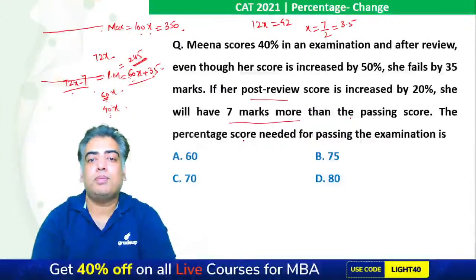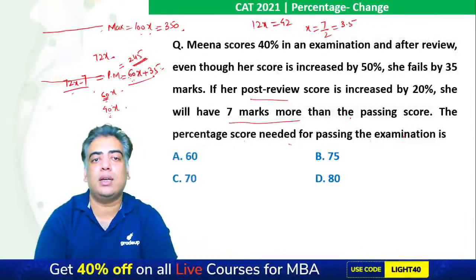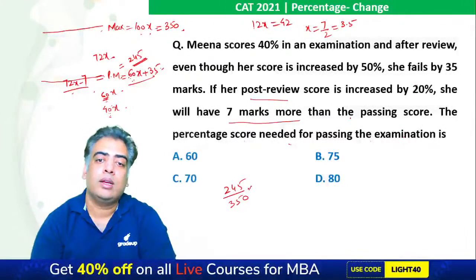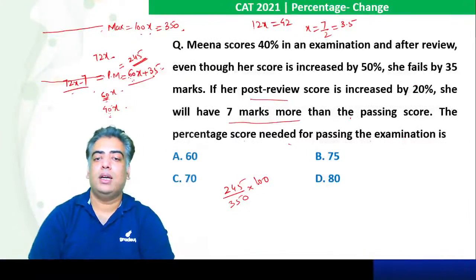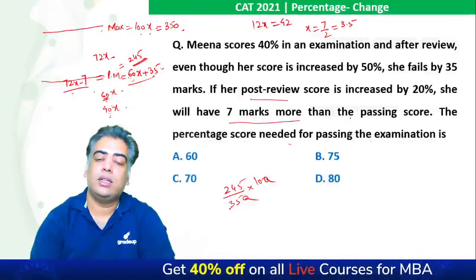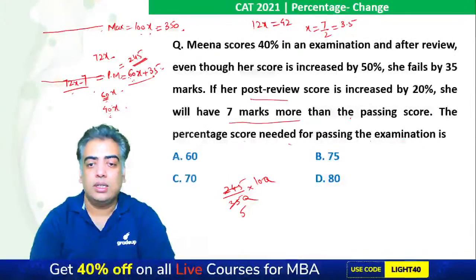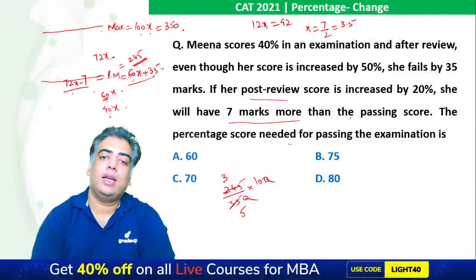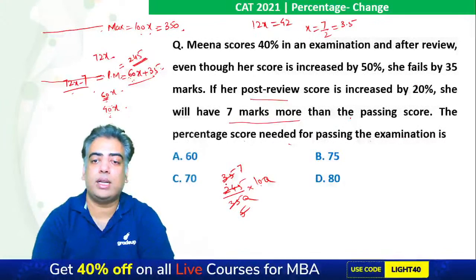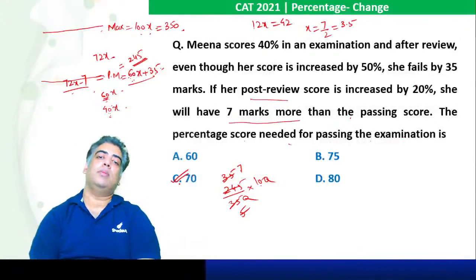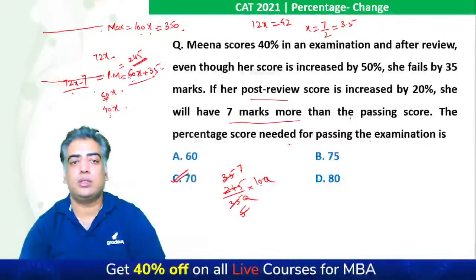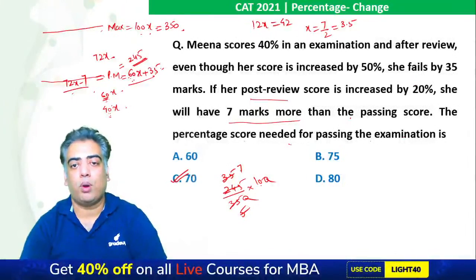Question says the percentage score needed for passing the examination is. So 245 is what percent of 350? Divide these two and multiply by 100. So we can clearly see that the 0 get cancelled out, right? 7 5s are 35, 7 3s are 21, and then 7 5s are 35, 5 7s are 35, 7 into 10, answer comes out to be 70%. So guys, please check it out. I hope it is clear to each and every student. A very, very important question again.